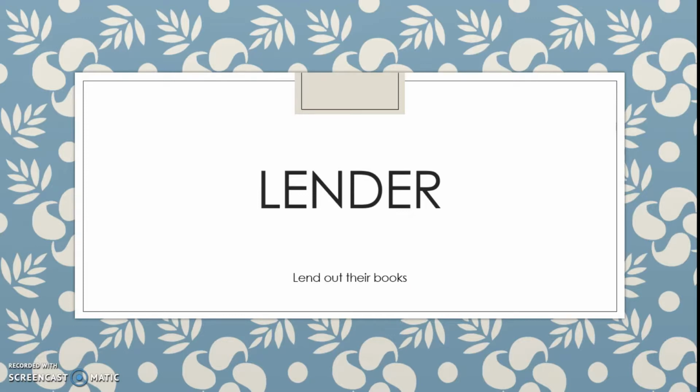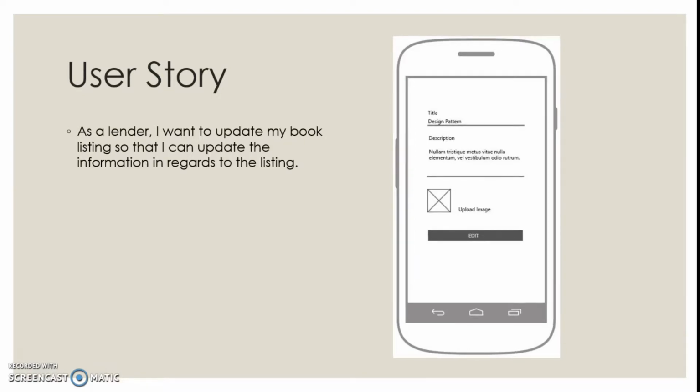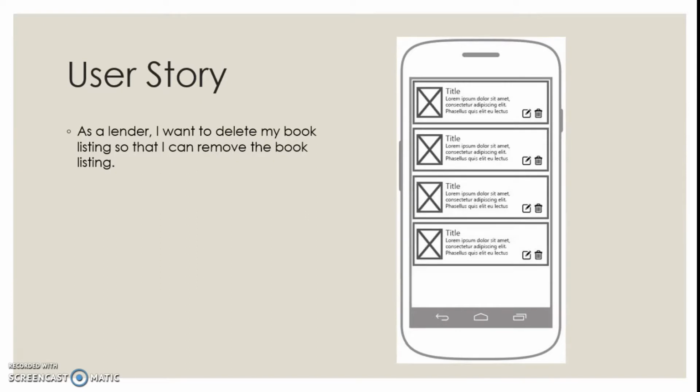The lender will be someone who will be able to lend out their books. As a lender, I want to list my book so that users can view it and borrow it. As a lender, I want to update my book listing so that I can update the information in regards to the listing. As a lender, I want to delete my book listing so that I can remove the book listing.